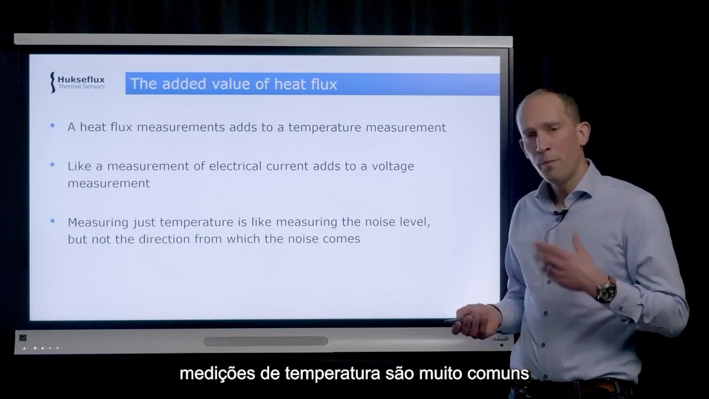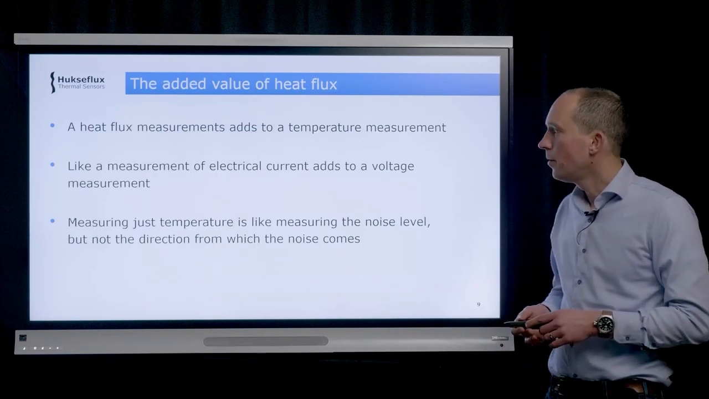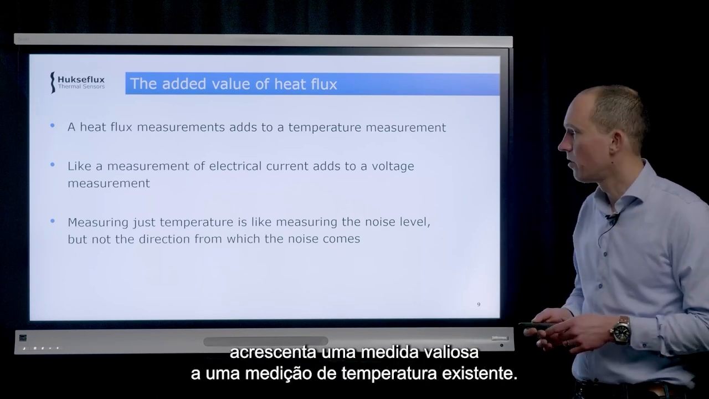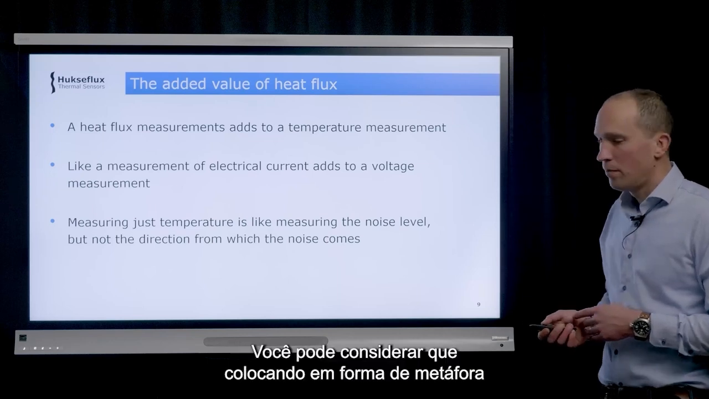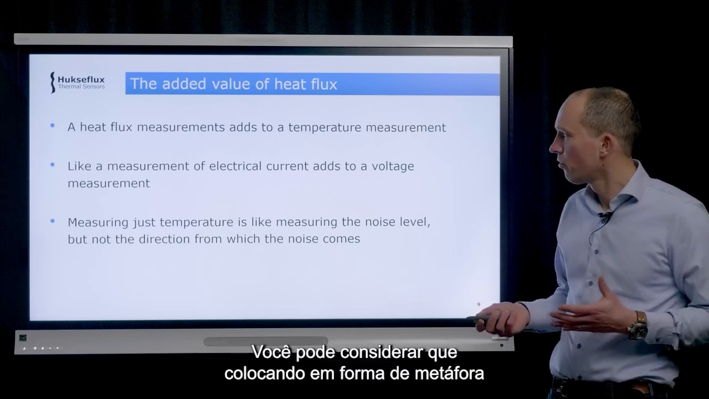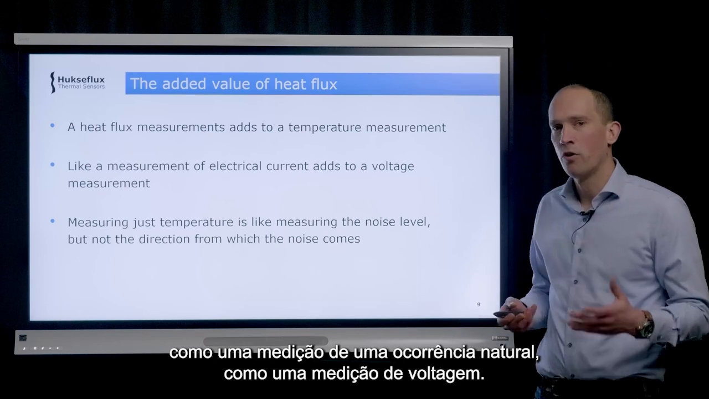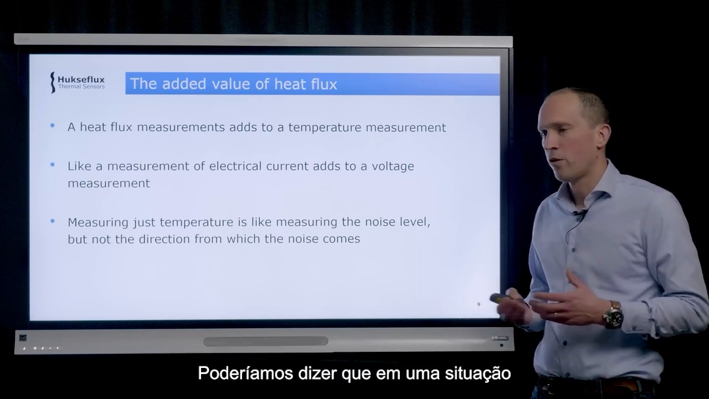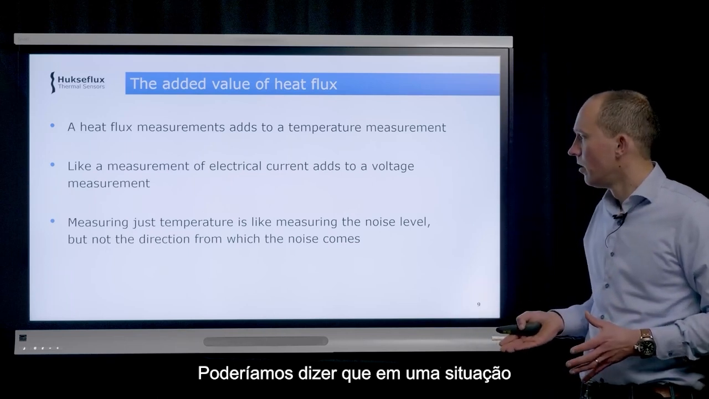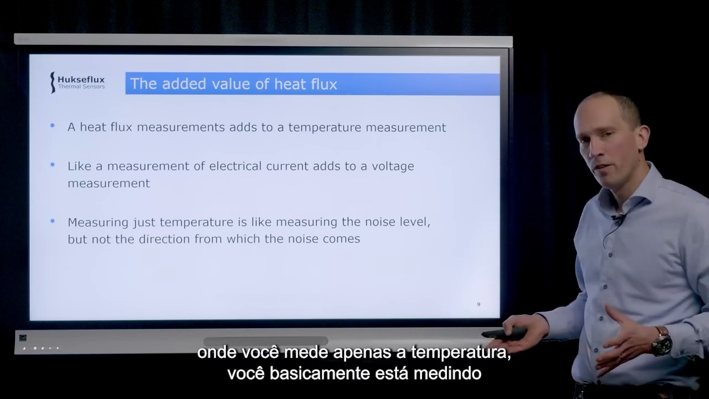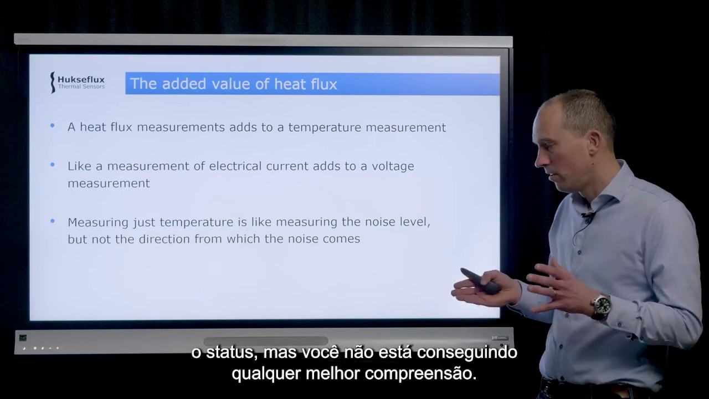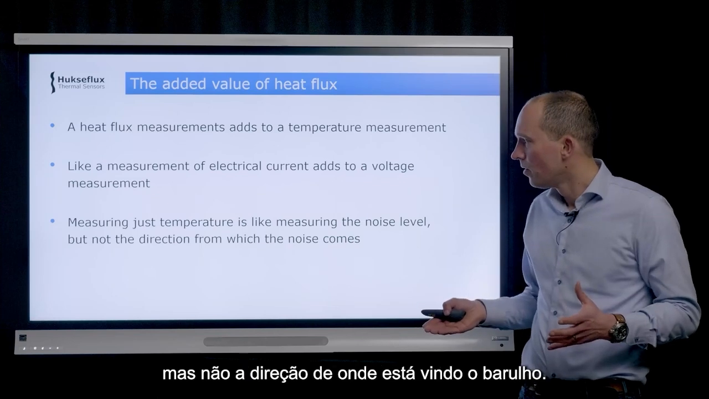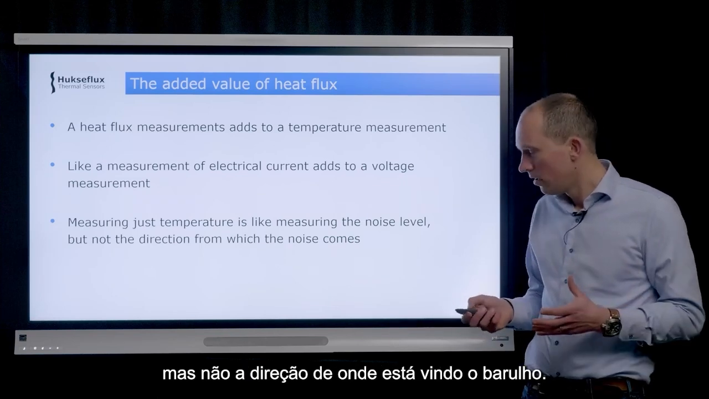So temperature measurements are very common. And what is important to understand is a heat flux measurement is really an added value to an existing temperature measurement. You can consider this, if you want to talk metaphors, like a measurement of an electrical current adds to a measurement of a voltage. You could also say that in a situation where you measure just temperature, you're basically just measuring the status, but you're not getting any better understanding. It's like measuring the noise level but not the direction from which the noise is coming.